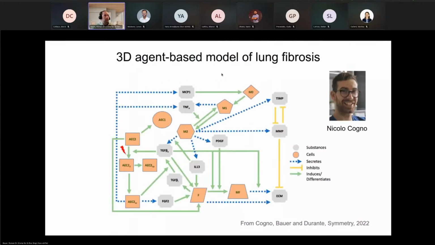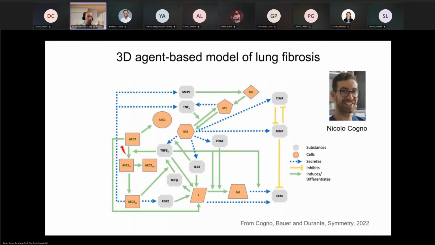Also relevant to cancer is a topic that a previous student of mine that I co-supervised works on, Dr. Niccolò Conio. He's now a doctor. He has been looking into lung fibrosis, and in particular radiation-induced lung fibrosis. So in cancer therapy of lung cancer, one of the big problems is that radiotherapy can lead to fibrosis, which can be very dangerous, of course.